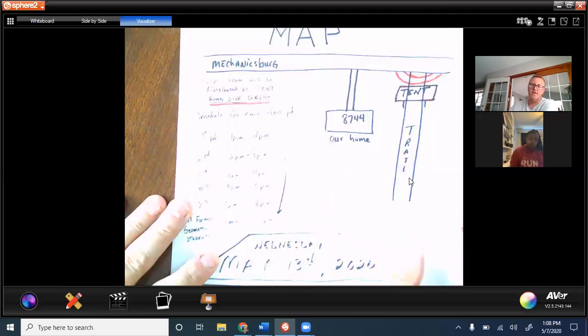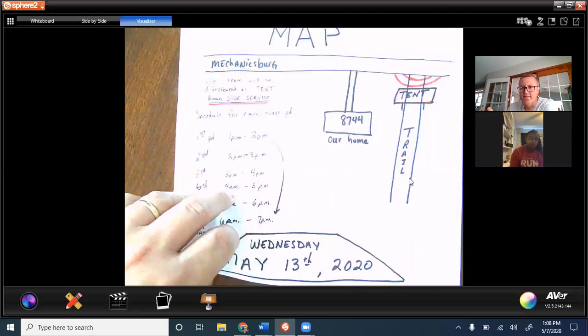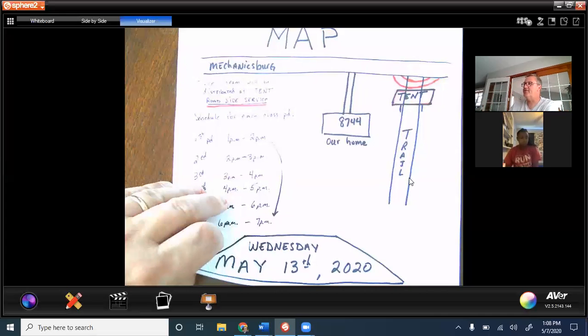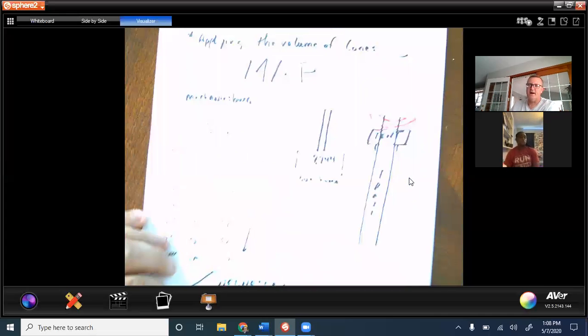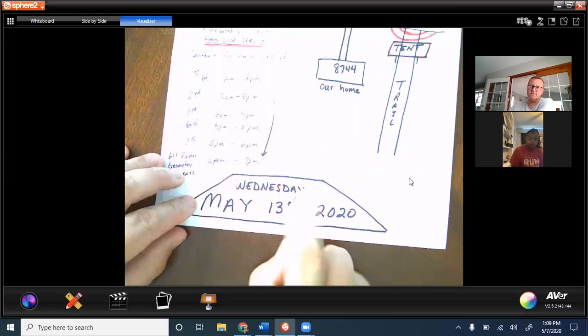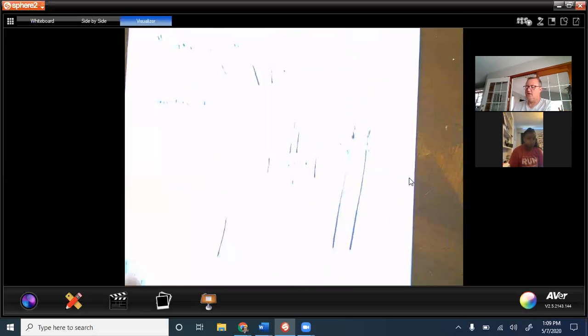We'll just be serving in a cone. That's the only choice. You only get a cone because we're talking about cones, either vanilla or chocolate ice cream. Again, right now tentatively it's next Wednesday, but that may get changed.